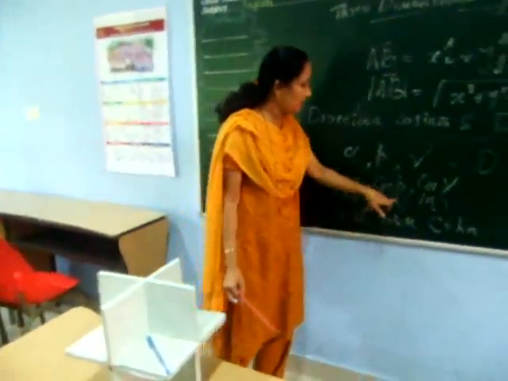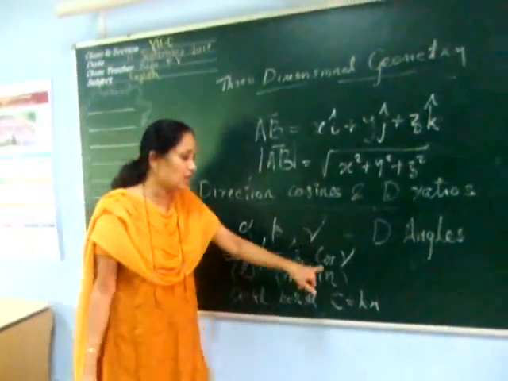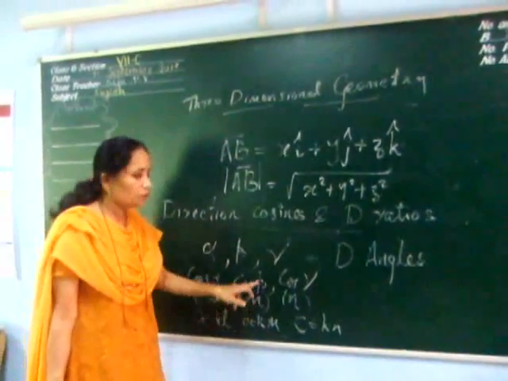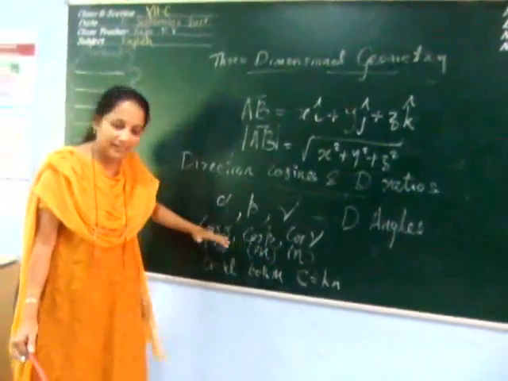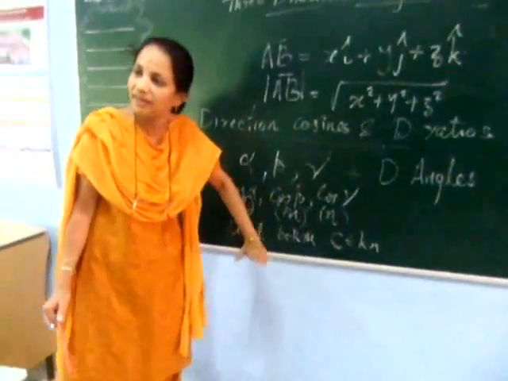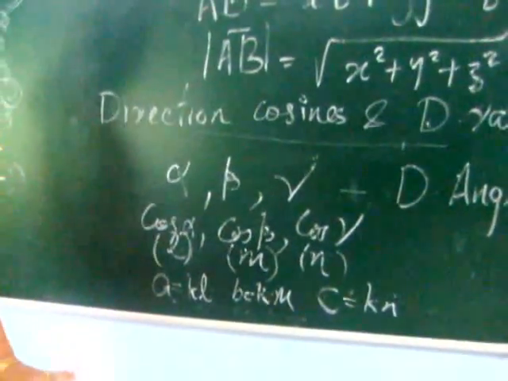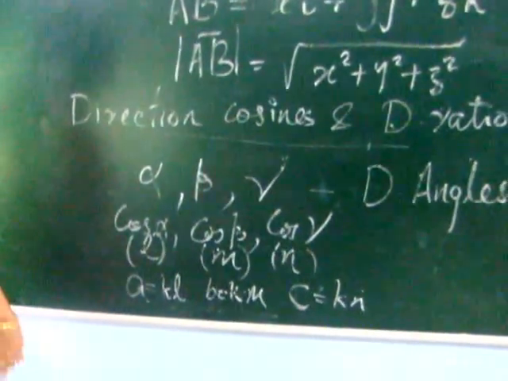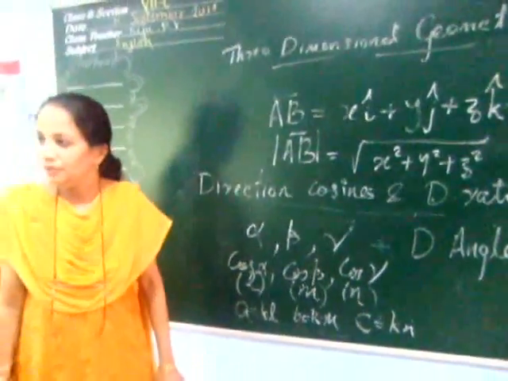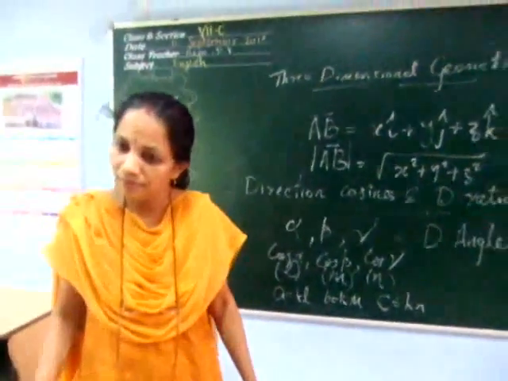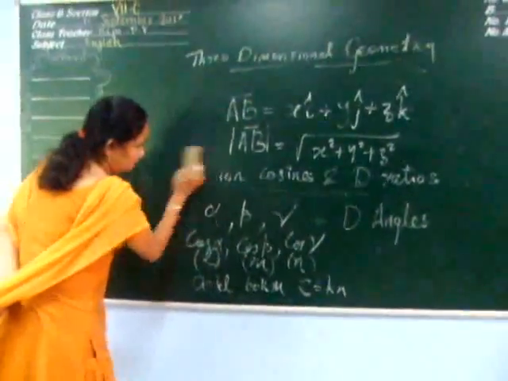We use L, M, N to represent the direction cosines. So L equals cos alpha, M equals cos beta, and N equals cos gamma. The direction cosines of a given line are unique, but any three numbers which are proportional to the direction cosines are called direction ratios. So there are infinitely many sets of direction ratios for a given line. Is it clear?